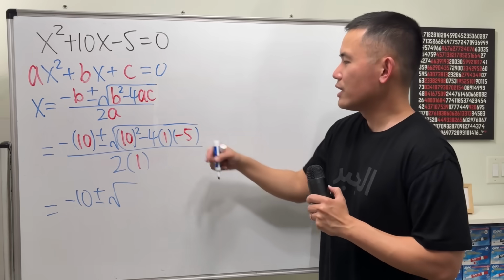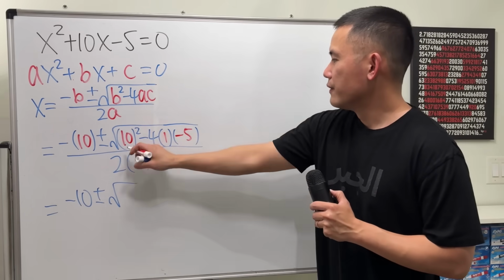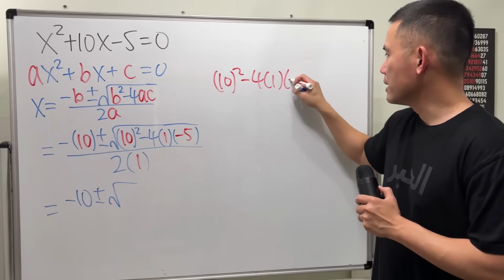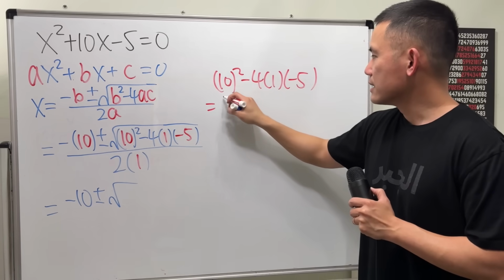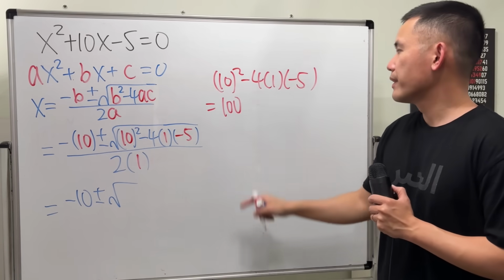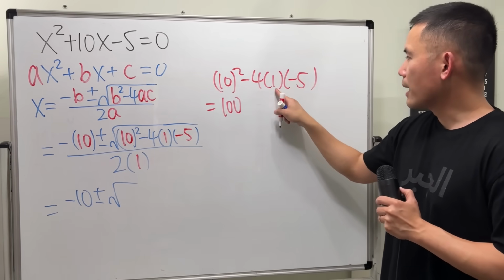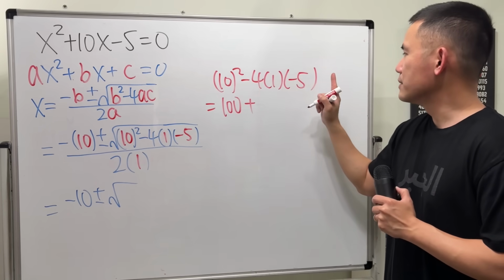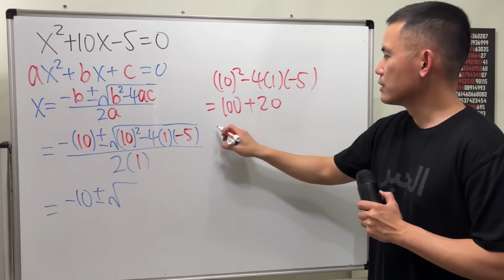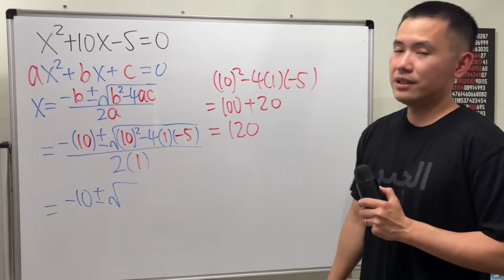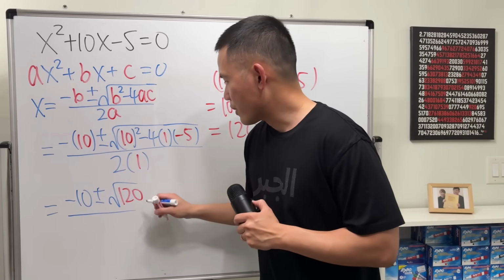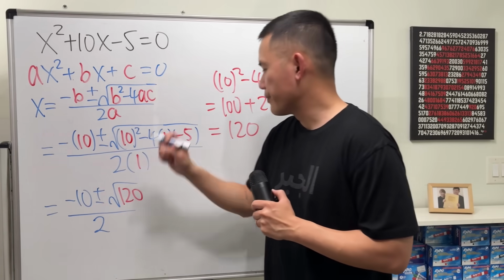For the part inside, let's just do it on the side. First, 10 squared minus 4 times 1 times negative 5. That is 10 times 10, which is 100. Then negative times negative gives positive. 4 times 1 is 4, times 5 is 20. So all in all, we get 120. That goes on the inside of the square root, and over 2 times 1, which is 2.